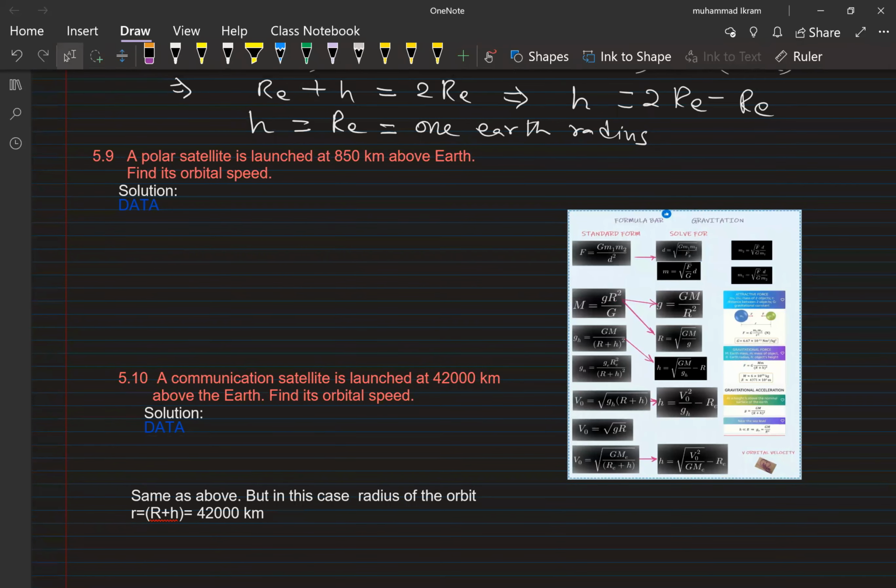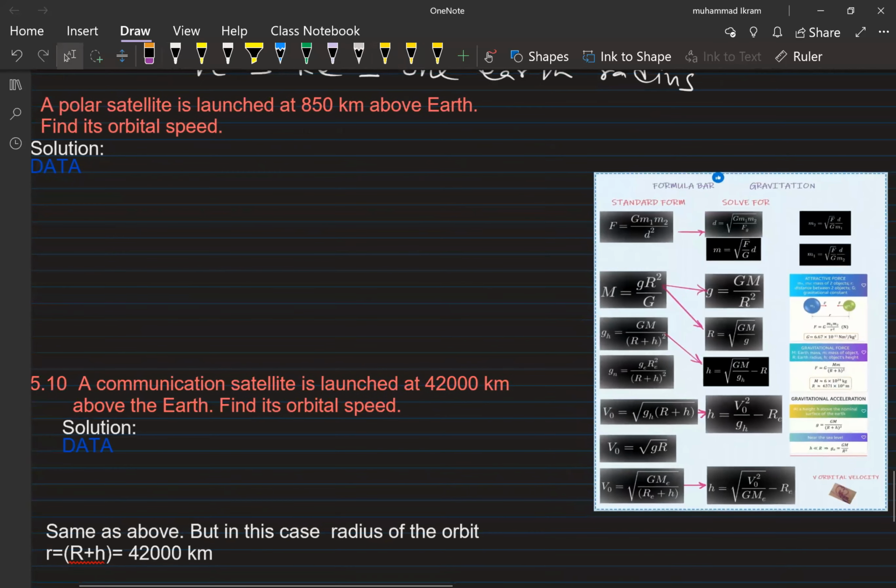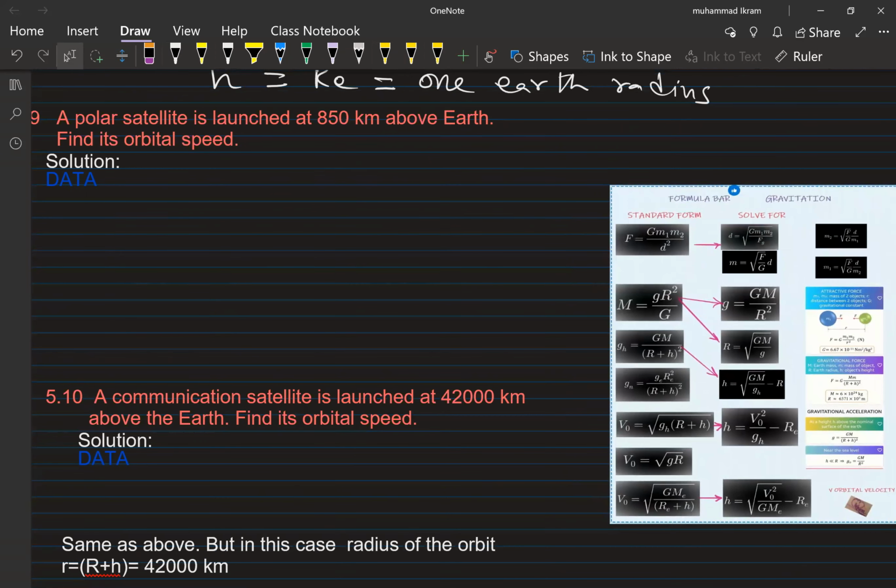A polar satellite is launched at a height 850 kilometer above the earth's surface. So you see again, which thing is given? 850 kilometers. So again, this is that r, small r, and this is what we call the radius of the orbit, rh, and it is how much? 850 kilometer. So this is what? 850 into 10 raised to the power 3 meter, right?